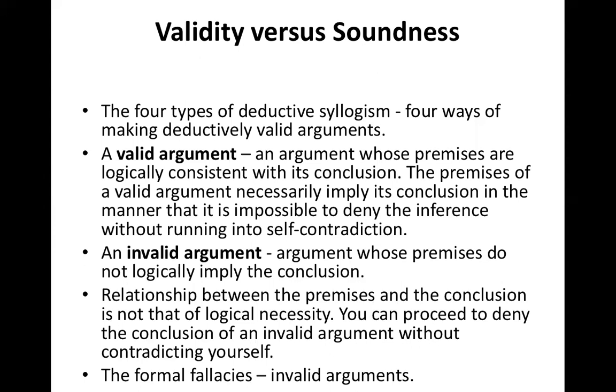So a valid argument is an argument whose premises are logically consistent with its conclusion. The premises of a valid argument necessarily imply its conclusion in the manner that it is impossible to deny the inference without running into self-contradiction. So you cannot deny a valid argument. You can't deny a modus ponens, a modus tollens, a hypothetical syllogism, or a disjunctive syllogism, unless you want to make yourself contradictory.